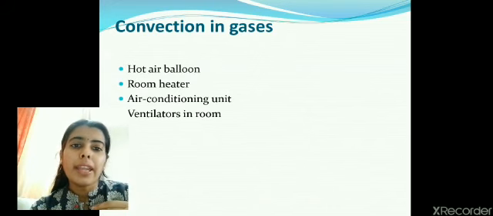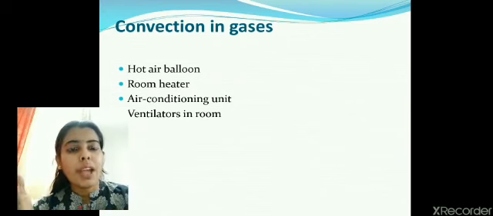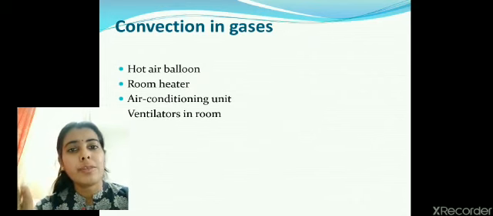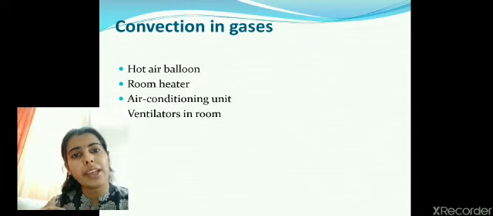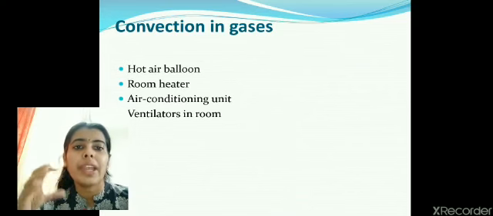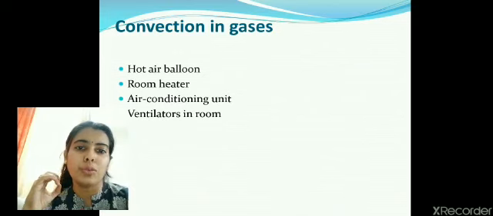This is how an air conditioning unit also works. Air conditioners are generally fitted at the top walls or the ceilings. How does this work? The air conditioning unit is giving you colder air. This colder air is heavier and will move down. The hot air in the room will move up because warm air is always lighter. The same function occurs in ventilators in a room also.